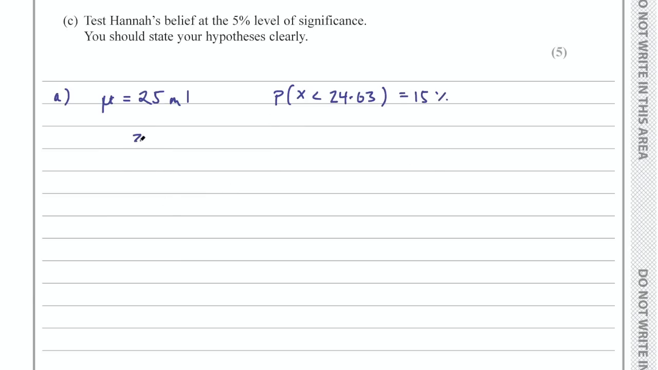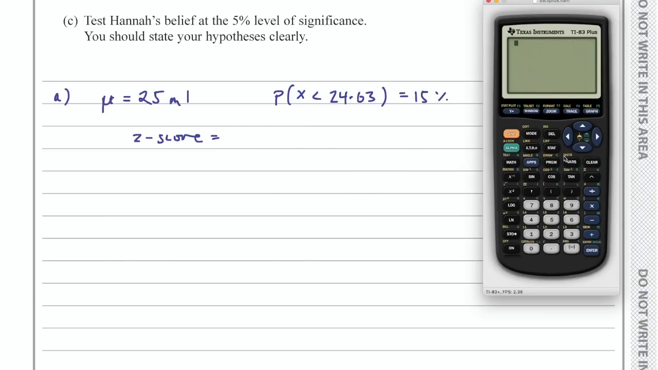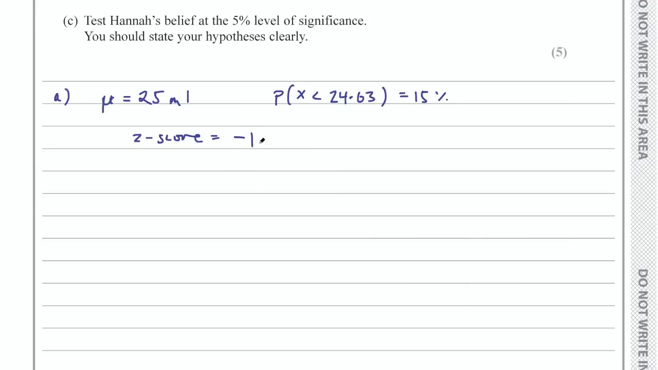Firstly, let's find a z-score for that 15%. This will be, well, use the inv-norm function on your calculator or look up the tables. 0.15, I get 1.036 or negative 1.036 for a z-score. And then I can use that to find the standard deviation.